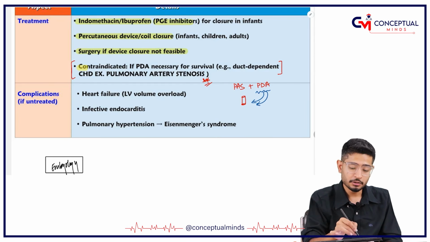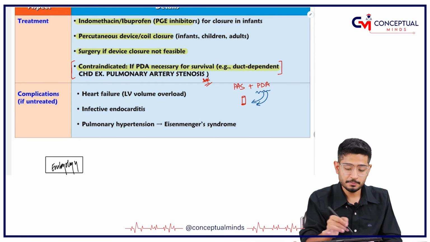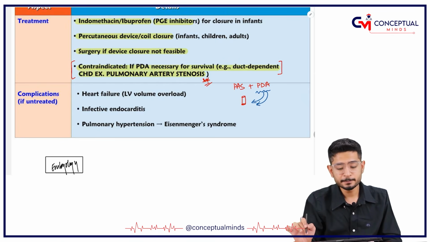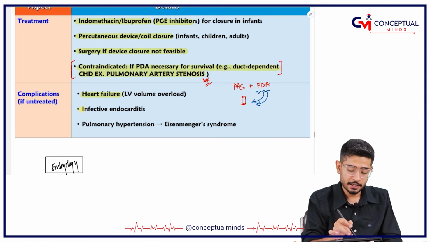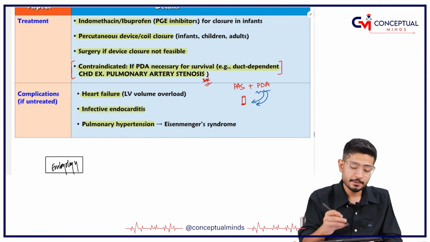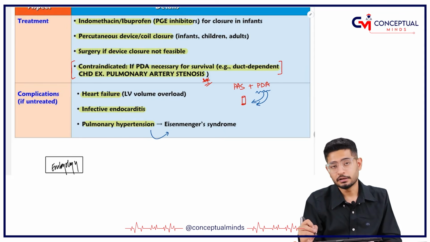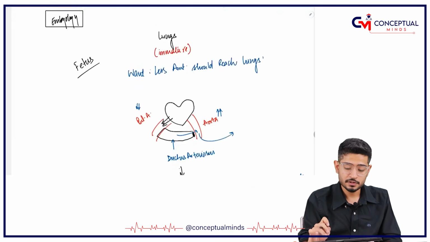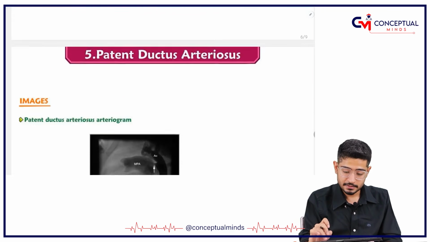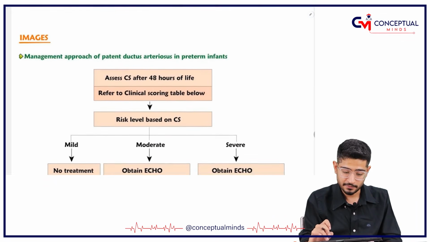So please don't do it in some lesions which are duct dependent, and one of the examples is pulmonary artery stenosis. Yes, complications like heart failure, endocarditis and pulmonary hypertension can be there, and pulmonary hypertension is actually an increase in musculature in the pulmonary arteries that can cause the Eisenmenger syndrome. This we have already discussed. So all these things we have discussed.